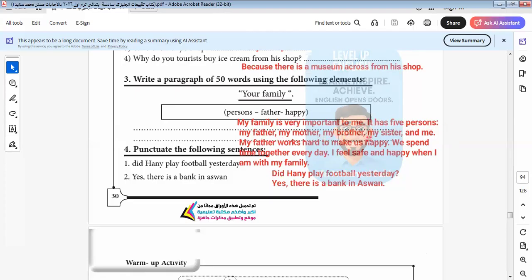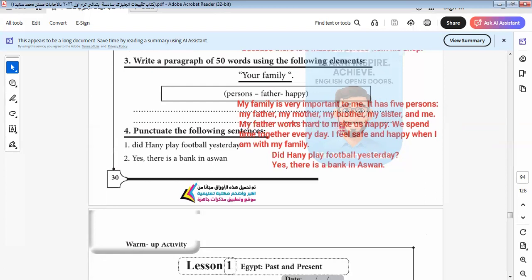My father, my mother, my brother, my sister, and me. My father works hard to make us happy. We spend time together every day. I feel safe and happy when I am with my family. So this is the paragraph here.